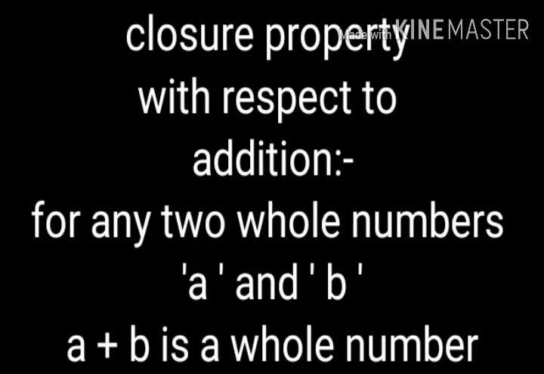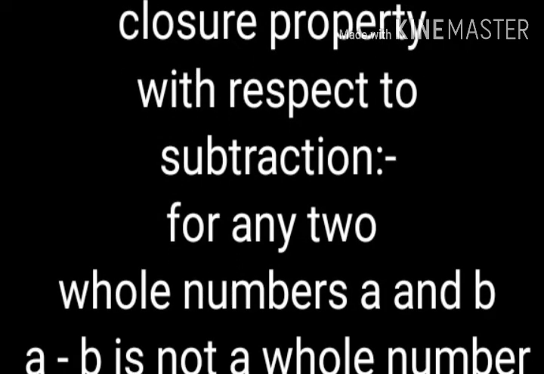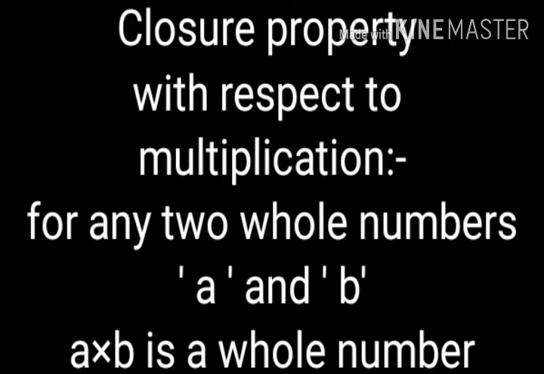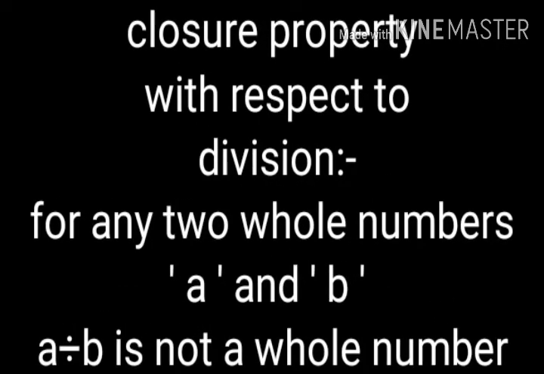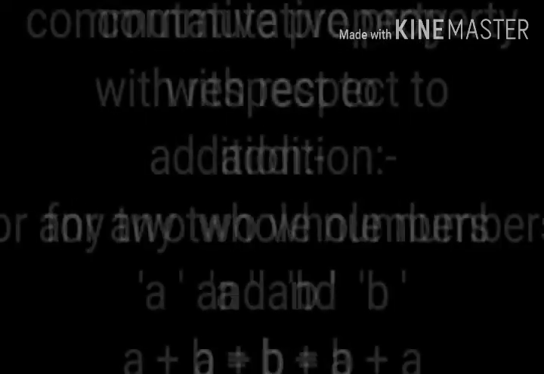Closure property with respect to addition. For any two whole numbers a and b, a plus b is a whole number. Closure property with respect to subtraction. For any two whole numbers a and b, a minus b is not always a whole number. Closure property with respect to multiplication. For any two whole numbers a and b, a into b is always a whole number. Closure property with respect to division. For any two whole numbers a and b, a divided by b is not a whole number, because division is not defined in whole numbers.